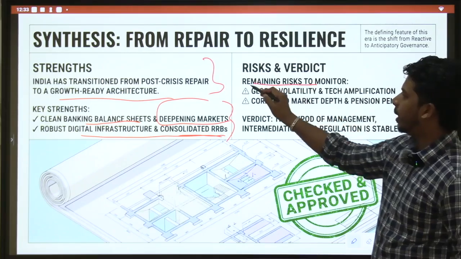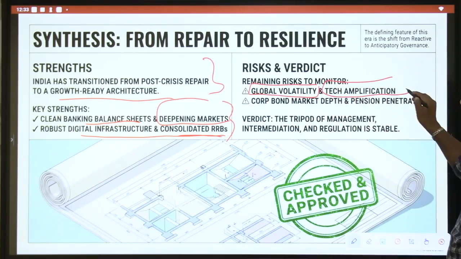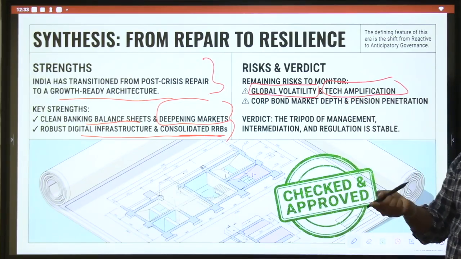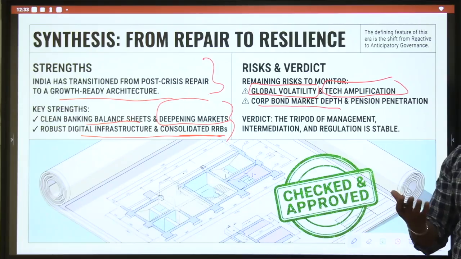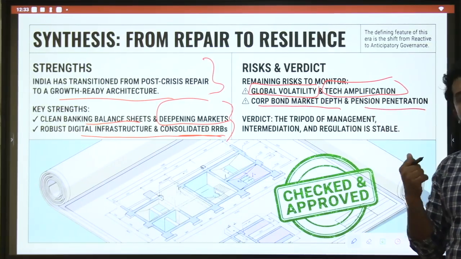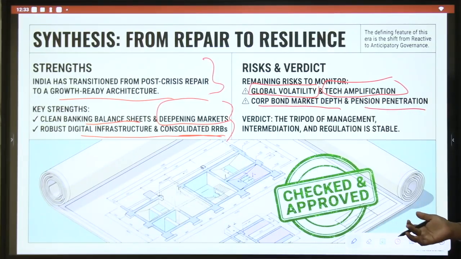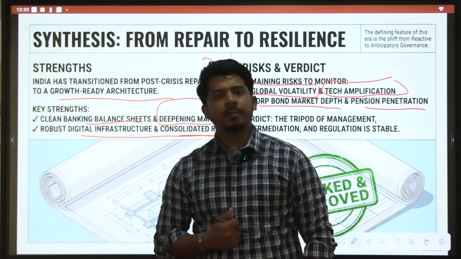There are some strengths for us, but at the same time there are some concerns, like high volatility across the globe. Technology is increasing rapidly and it is also resulting in some negative consequences. Our corporate bond market depth is not enough. Our pension penetration is not enough. Our insurance penetration is also not enough. So this is the summary of chapter 3.